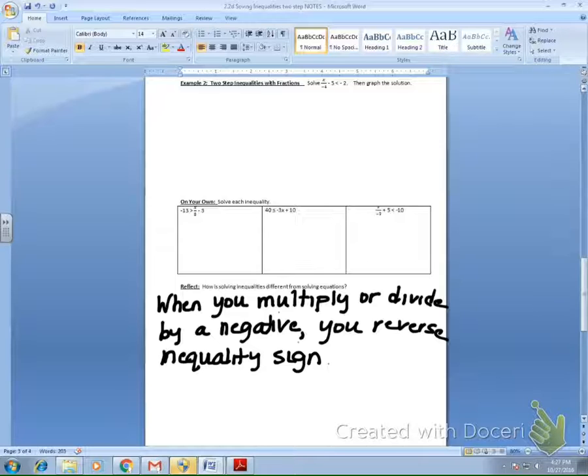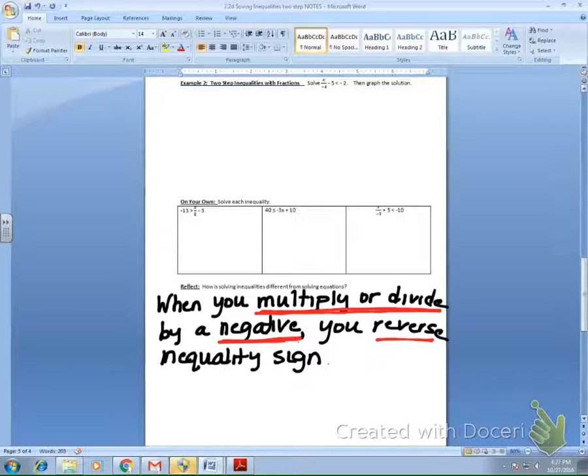And when I do notes, I like to go back and highlight or mark somehow the important things. So multiply or divide, not add or subtract. Then by a negative, you reverse the inequality sign. That's just something that may or may not help you, but if you highlight or mark important words, sometimes that helps you remember a little bit better what you need to do.